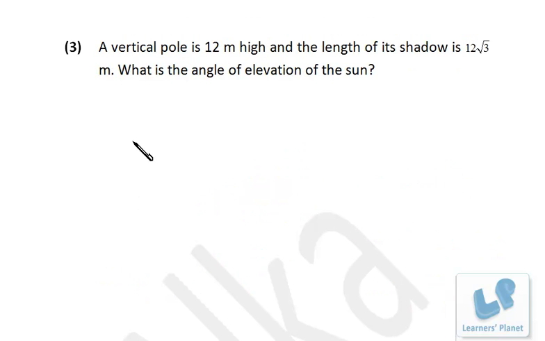Now see this one. A vertical pole is 12 meter high and the length of its shadow is 12 root 3 meter. What is the angle of elevation of the sun? Now this is the pole, 12 meter. This is its shadow, that is 12 root 3, and this is the angle of elevation. Okay, so we have to find out the value of theta.